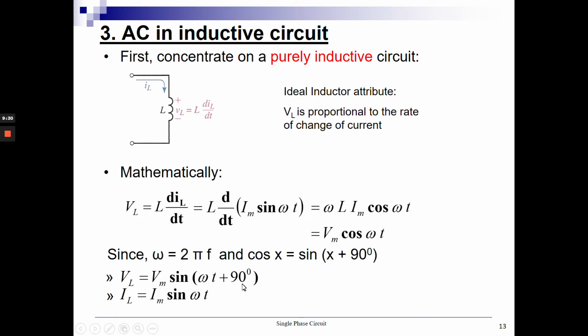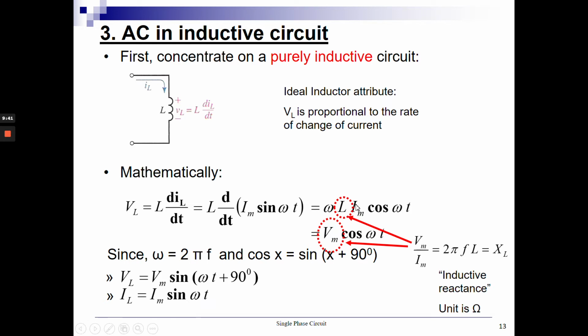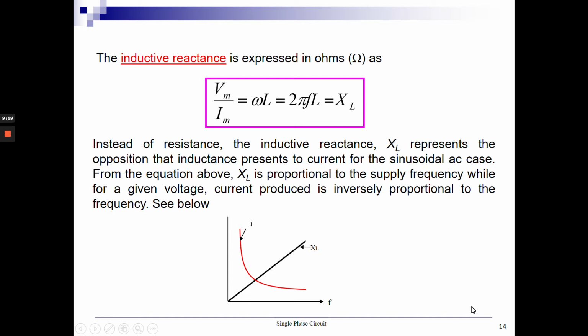And then IL equal to Im sine omega t. So this is how they prove this expression. Where Vm equal to 2 pi FL Im. So you just rearrange this formula, then you will get this one. So unit for inductive reactance is ohm.